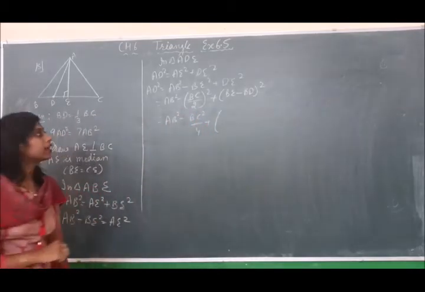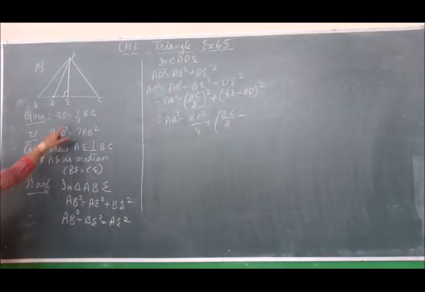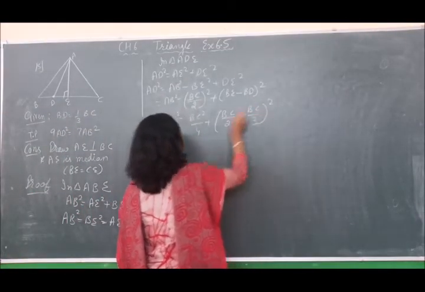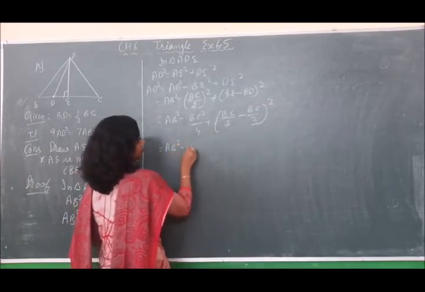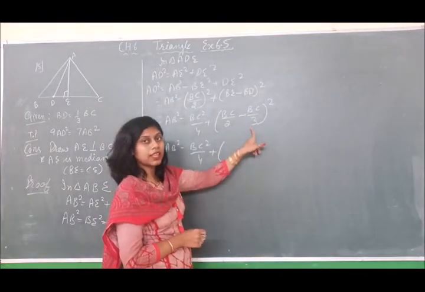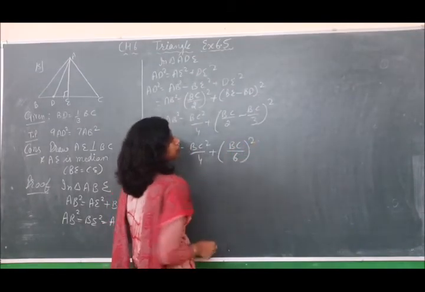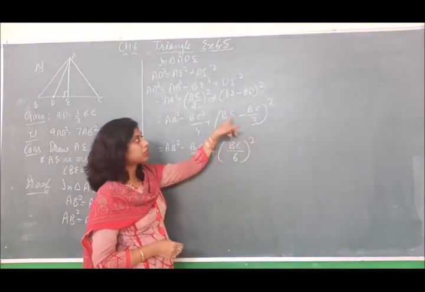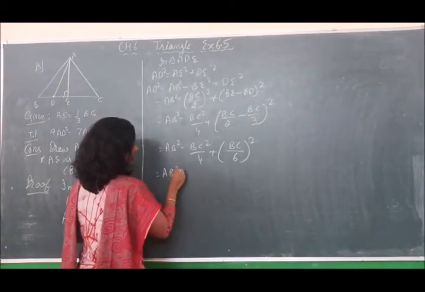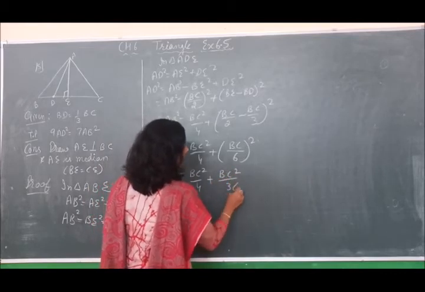This BE is again half of BC, and DE is according to the given condition BC by 2 minus BC by 3. AD square equals AB square minus BC square by 4 plus the square of BC by 2 minus BC by 3. Taking the LCM, 6, we get BC by 6 whole square, since 3 minus 2 is 1. So AB square minus BC square by 4 plus BC square by 36.